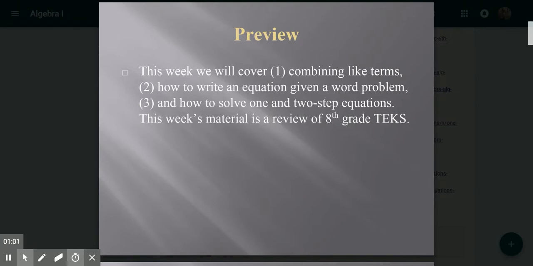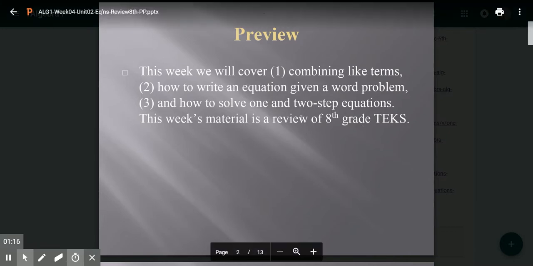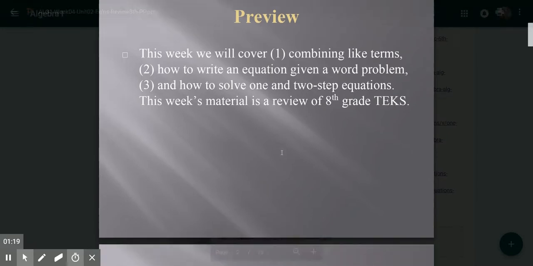1, combining like terms. 2, how to write an equation given a word problem. And then 3, how to solve some of the basic equations, 1- and 2-step equations. And all of this is a review of 8th grade TEKS, i.e. these were things that were all covered in your 8th grade math class.